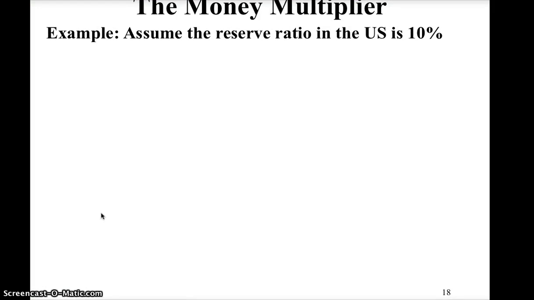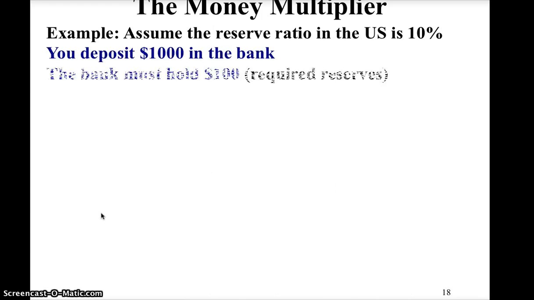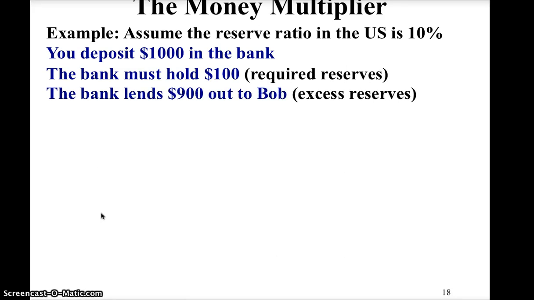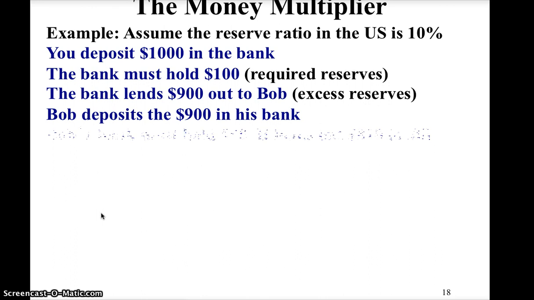So you should have already read about the money multiplier, but we're going to go through it again. So if you assume the reserve ratio in the US is 10%, and you deposit $1,000 in the bank, your bank must hold $100 of that. That's called required reserves. Well, what do they do with that extra $900, which we call excess reserves? Well, of course, the bank wants to lend that out because that's how they make their money. They lend it out to Bob, and Bob either purchases something with it and the business owner deposits it, or Bob deposits the $900 in his bank.